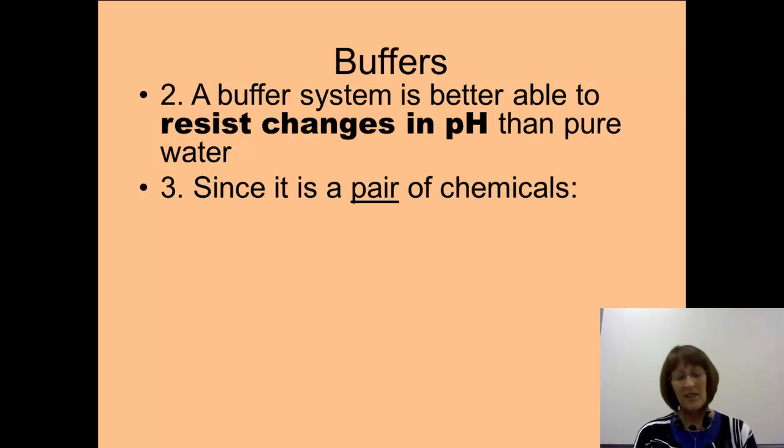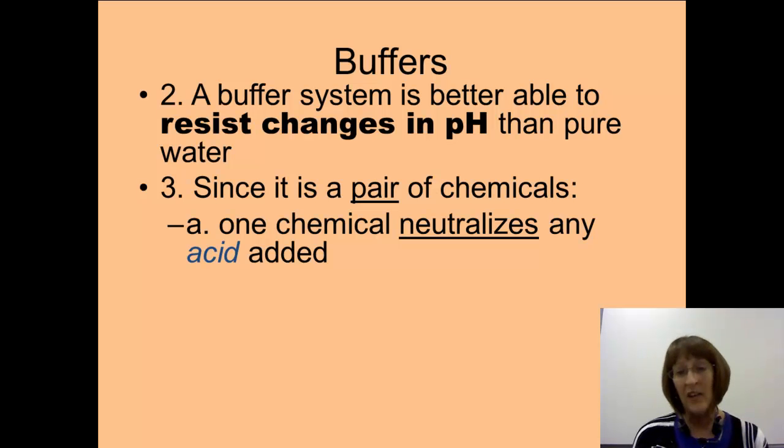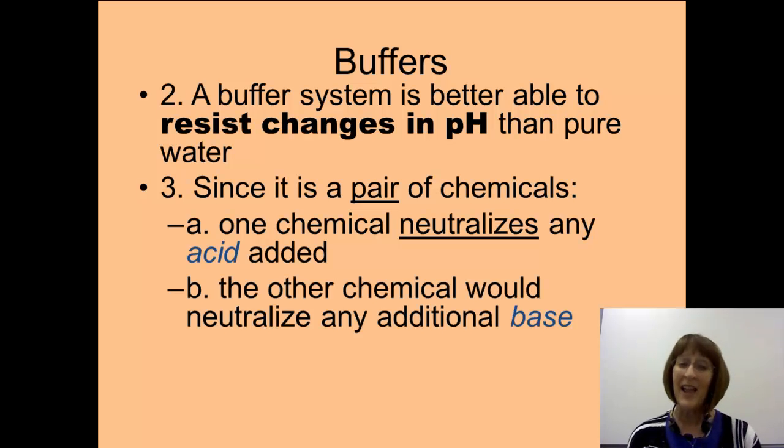Okay, since it's a pair of chemicals, one chemical neutralizes any acid added, and the other chemical would neutralize any additional base that's added. So you have the two chemicals that are working together. It's a pair of chemicals. So you've got one chemical that neutralizes any acid and one chemical that works to neutralize any base. So you have a buffer system that's trying to control the amount the pH changes, either going up or going down.